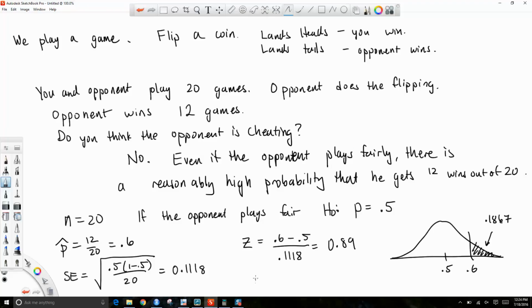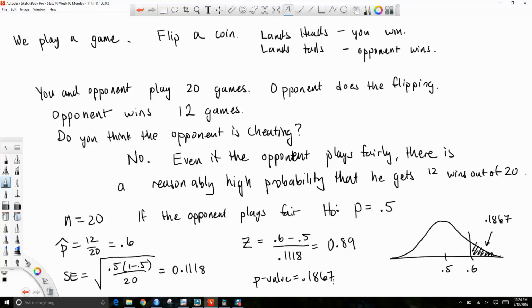So here our p-value is 0.1867. So if you play someone 20 games of this coin flip thing, just from random luck, that person might win 12 games or more. And that's going to happen about 18 or 19% of the time. Okay? And so because it happens, you know, about 1 in 5 times, we're not going to accuse the opponent of cheating. Is that okay?